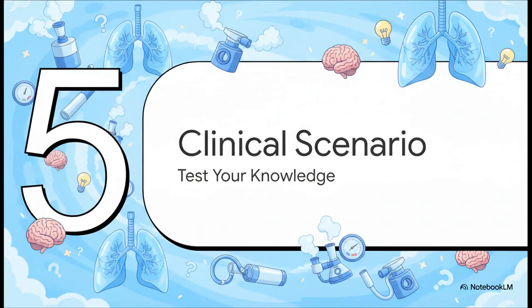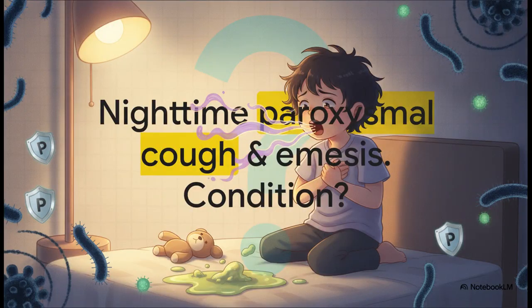Let's pause for Section 5, a mini NCLEX clinical scenario. Test your retention here. Read between the lines of these symptoms with me. You've got a child having paroxysmal, meaning sudden, violent, and uncontrollable coughing attacks. They happen mostly at night. The coughing is so intense that the child literally vomits afterward, which is what we call post-tussive emesis, and they're left completely, utterly exhausted. What highly contagious bacterial infection gives us this exact presentation, and how do we prevent it?